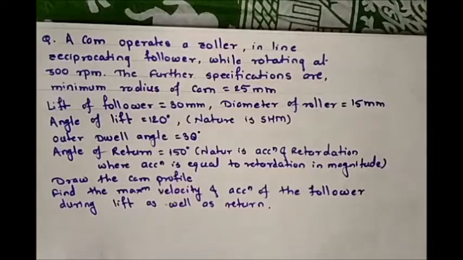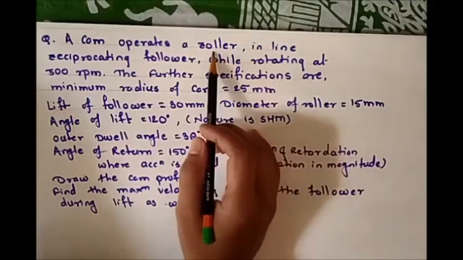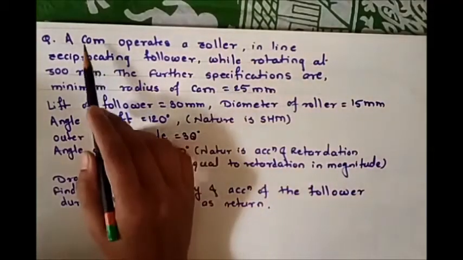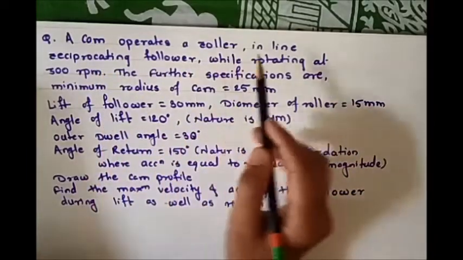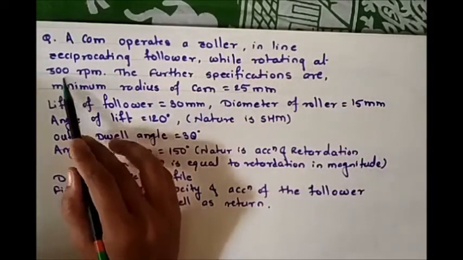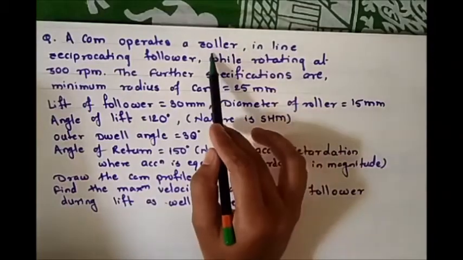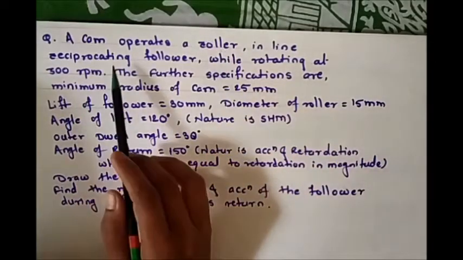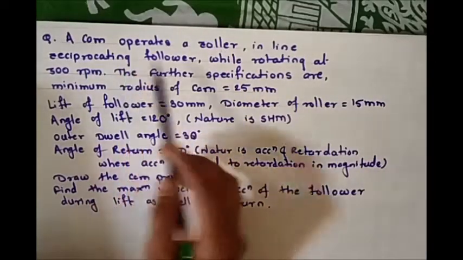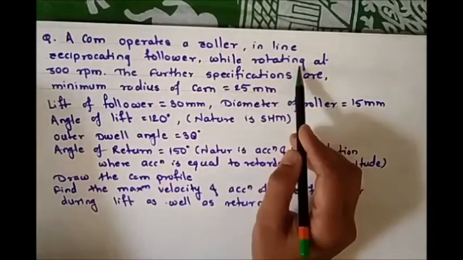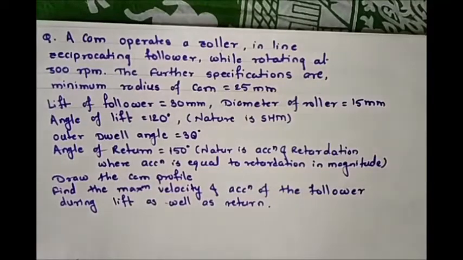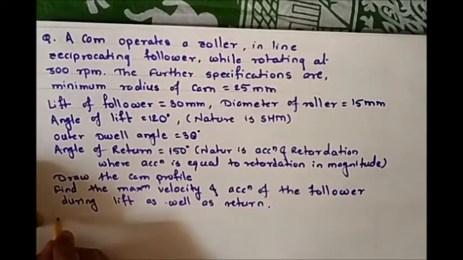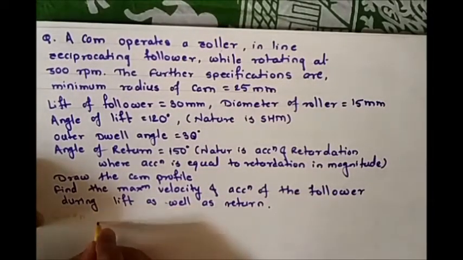Hello everyone, let's take a numerical based on cam and follower, which is related with the roller follower. Here we have the statement: a cam operates a roller in-line reciprocating follower while rotating at 300 rpm. So given is follower type is roller, then follower is the reciprocating follower, and the third given is rotating speed, that is n equal to 300 rpm.